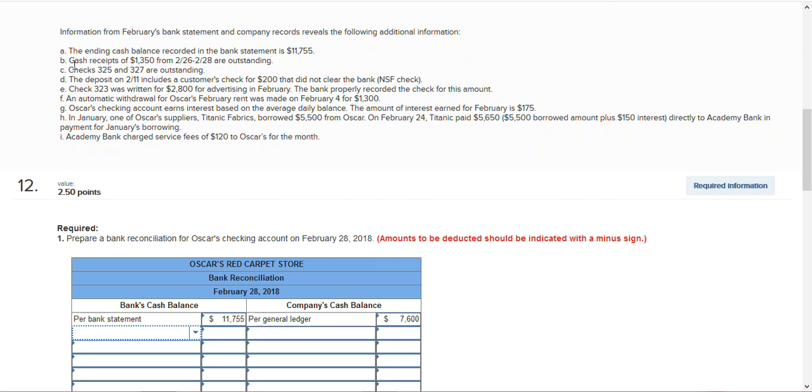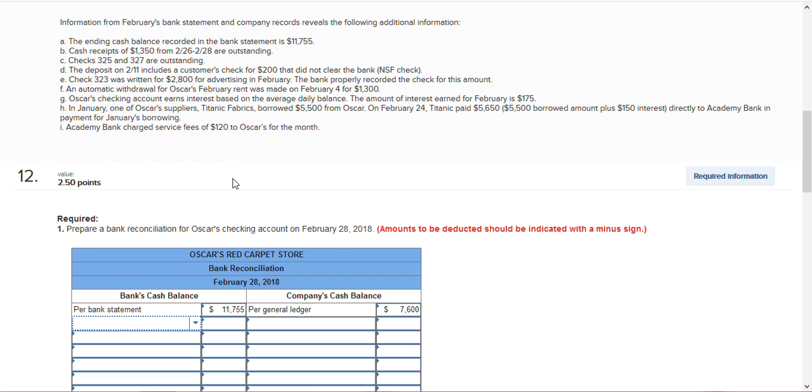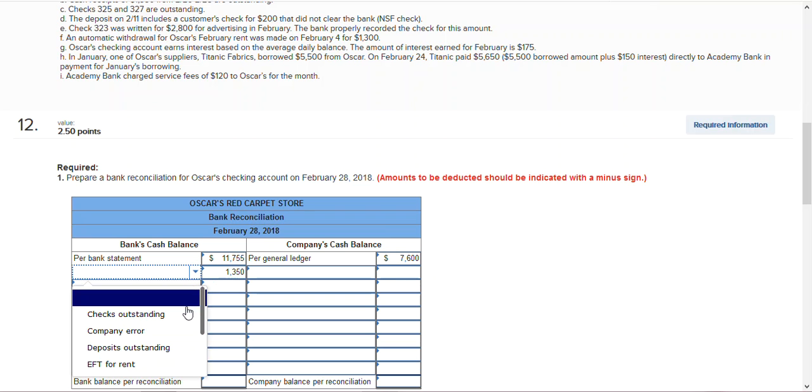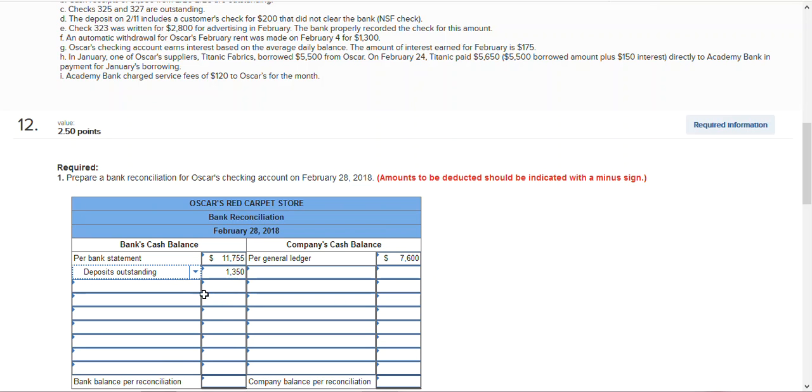So let's see what our instructions say. We already took care of item A. Item B says cash receipts of $1,350 are outstanding. So the bank has not received $1,350 of deposits that we made. So those are deposits outstanding. And when the bank gets those deposits, they're going to put them in our account. So whatever balance the bank says we have is going to go up. So that's going to be an addition to the bank balance.